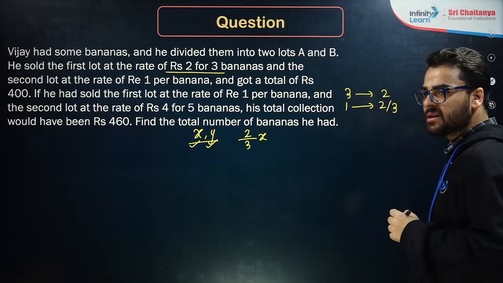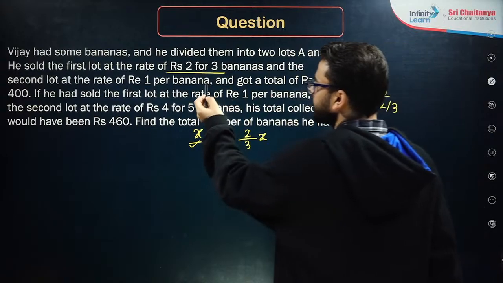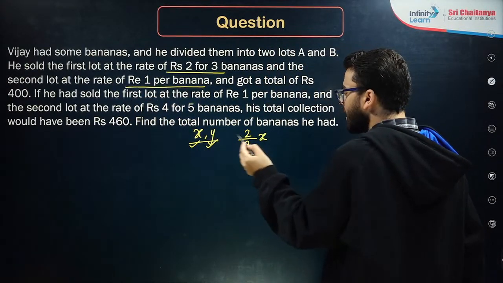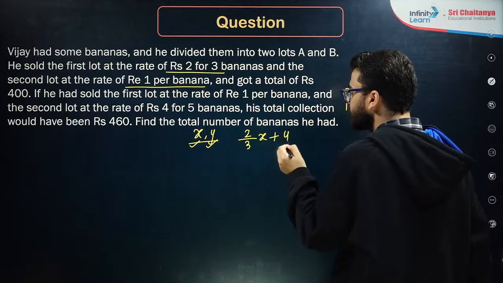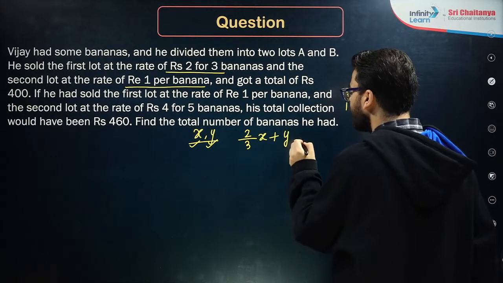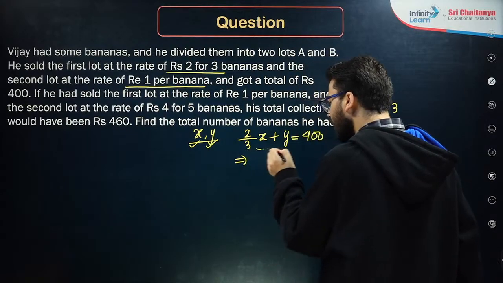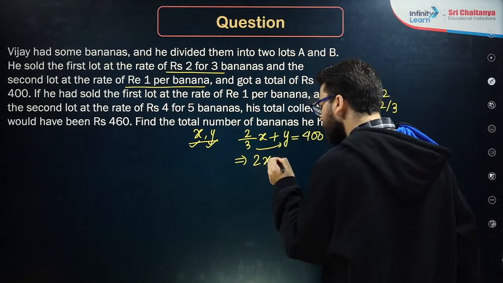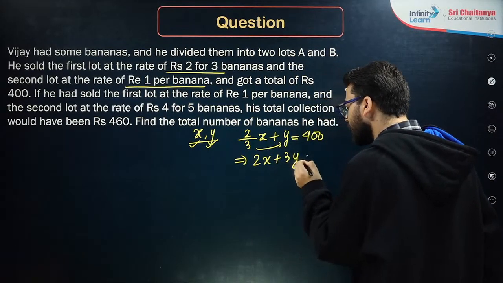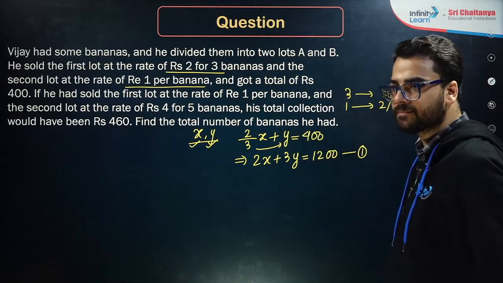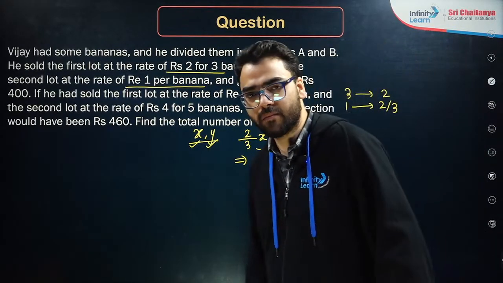Correct? Similarly, you see, the second lot is at ₹1 per banana. So for y bananas of the second lot, you will have ₹y, and this total is given to be 400 or not, tell me. Now you see, if you simplify it, if you take the LCM, you will get 2x plus 3y, and 3 will be cross multiplied, you will get 1200. This is the first equation. Is that clear? You are welcome, Deepmala.